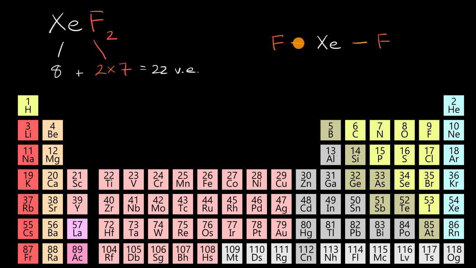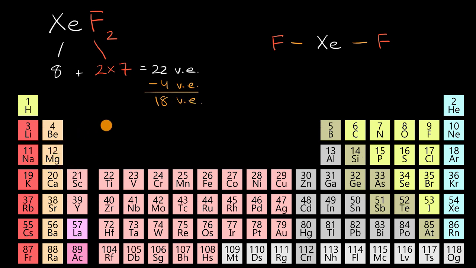And so how many of our valence electrons have we now accounted for? Well, 2 in that bond, and then 2 in that bond. So we've accounted for 4. So minus 4 valence electrons. We now have a total of 18 valence electrons.